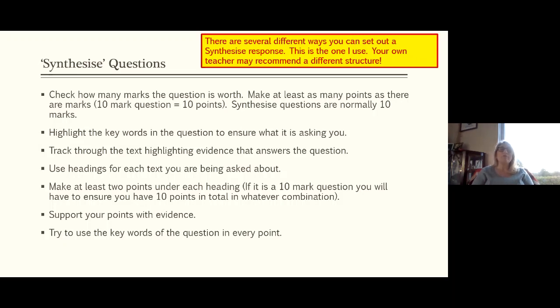You need to support your points with evidence, and you need to try to use the keywords of the question in every point. This question is very similar to an explain question, which I went through last week. If you did miss last week's lesson, you can go back and watch it on the recording, but the structure is very similar to an explain question, but you get information from 2 different texts.